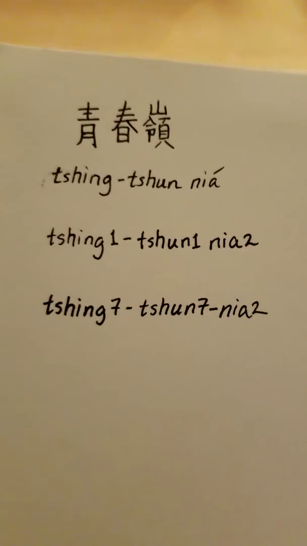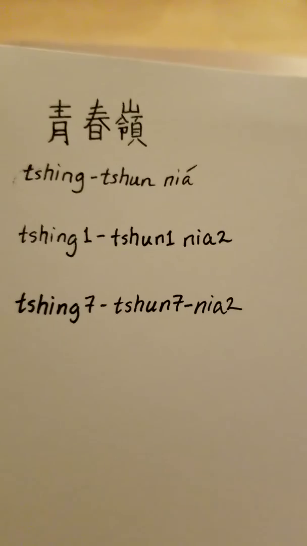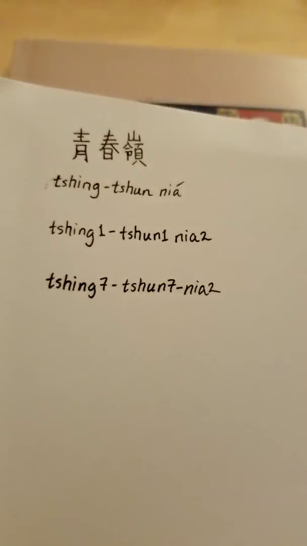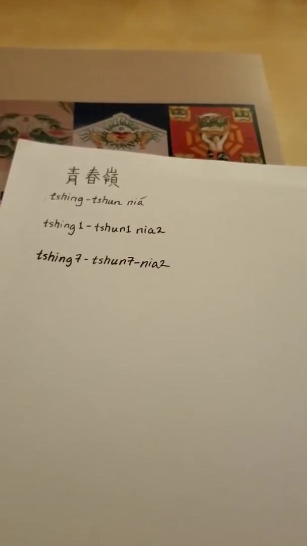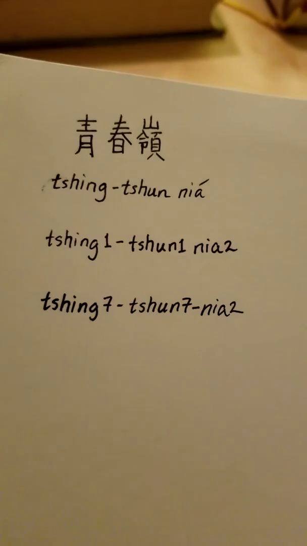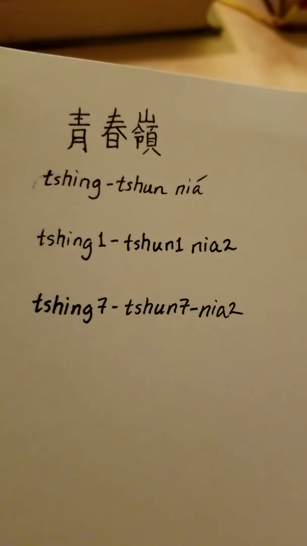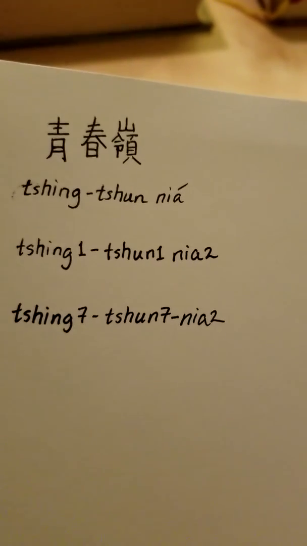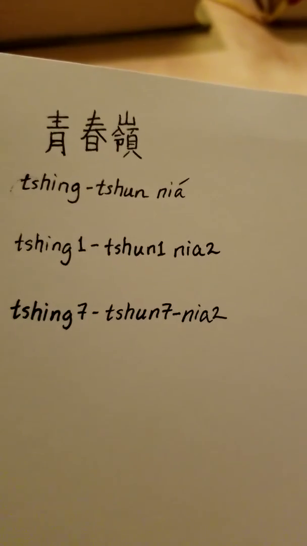And if you like this song that's being played right now, this song is known in Taiwanese as Qing Cun Nia. And Qing Cun Nia means the hills of youth. As you can see here, I wrote the spelling out in Taiwan Nomaji Pinyin, or secular Taiwanese Romanization Pinyin.